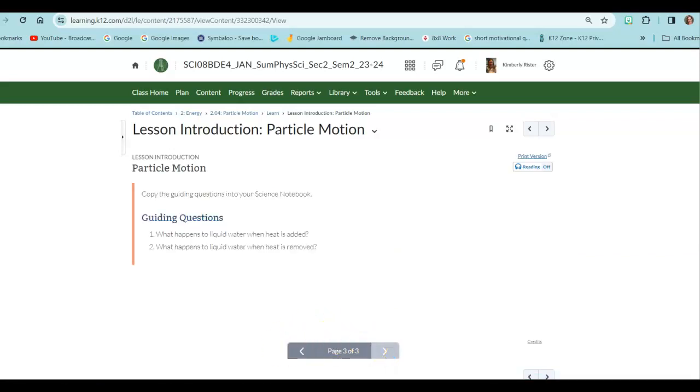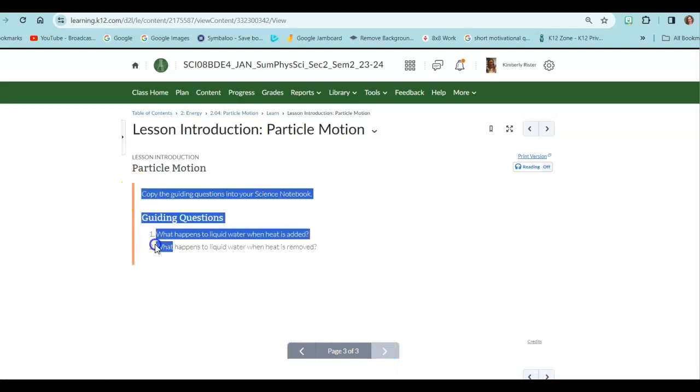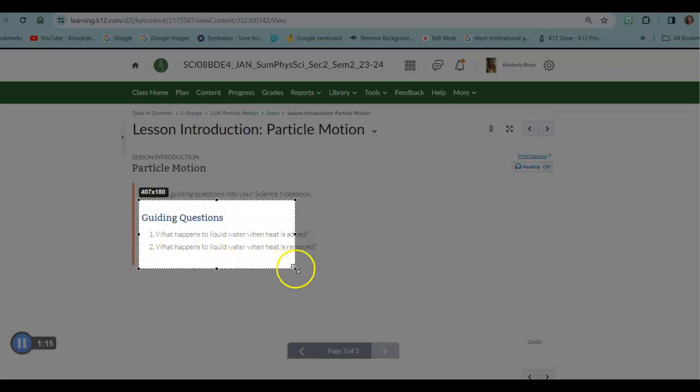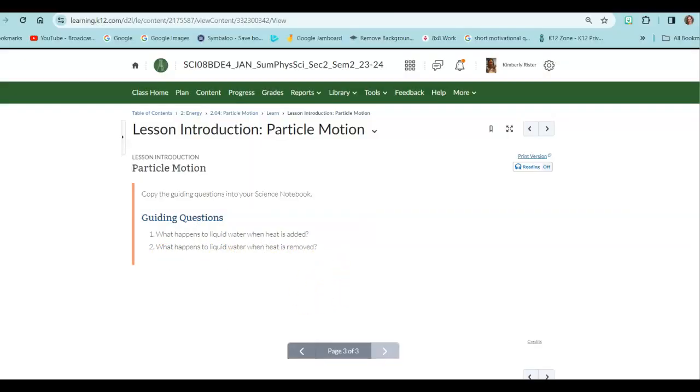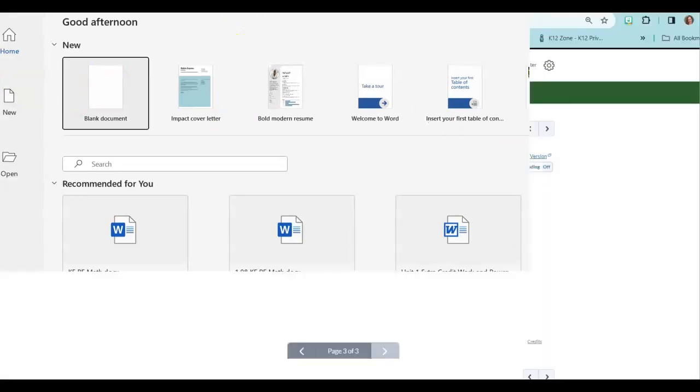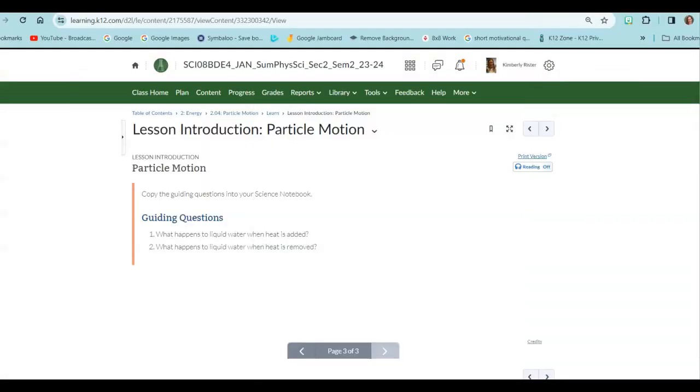There are only two guiding questions in this lesson that we'll have to do. I like to take a screenshot of those and put it on a Word document over to the side so that I make sure we get through both of those. I'm just pasting that over really quick. The first thing we're going to be looking for is what happens to liquid water when heat is added.